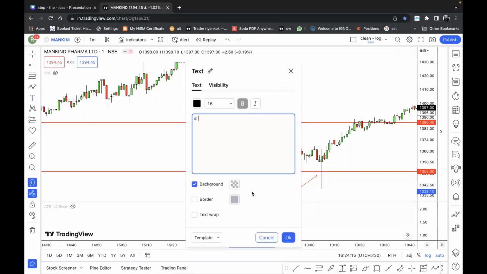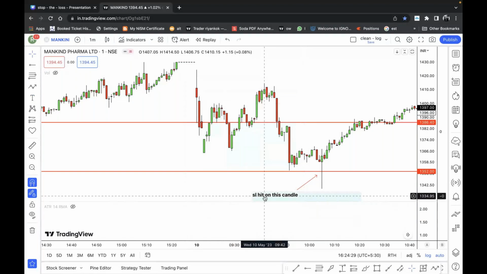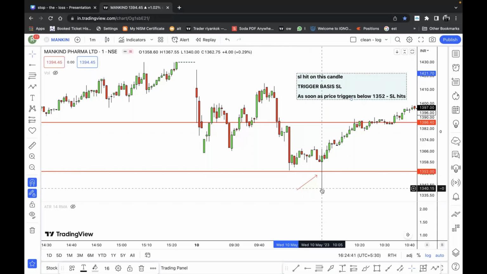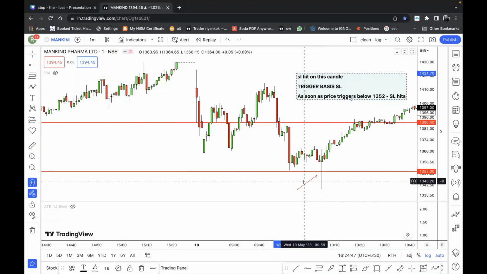That's the reason it is called a trigger basis stop loss, because as soon as the price triggers below 1352, the stop loss hits. Okay, so this is called a trigger basis stop loss, where your trigger is kept into the system, your stop loss is kept into the system, and as soon as the price goes below 1352, here the price went below 1352 and it went till the level of 1340. As soon as the price goes below 1352, your stop loss is hit. So that is how you place a stop loss in trading. Okay, this was the trading part.